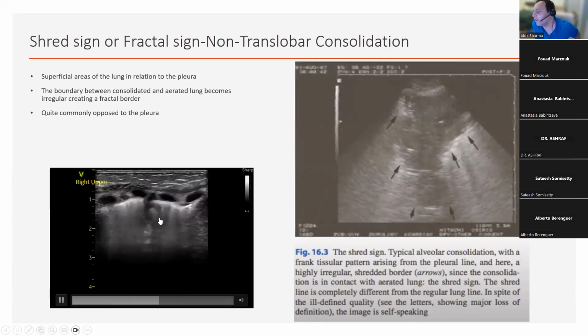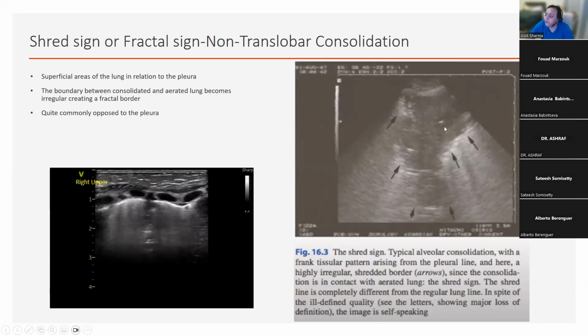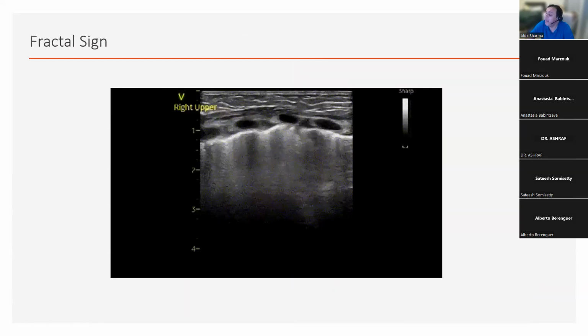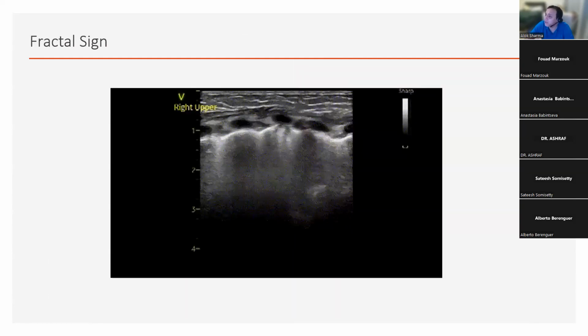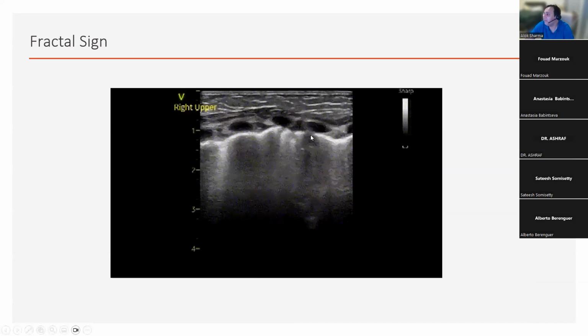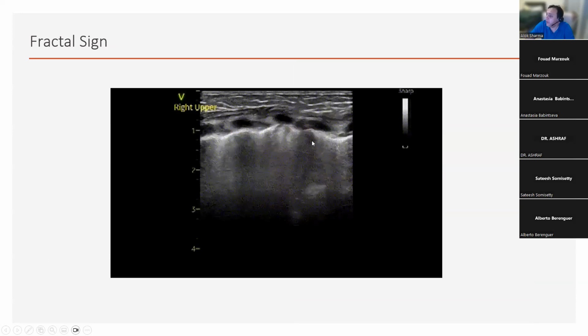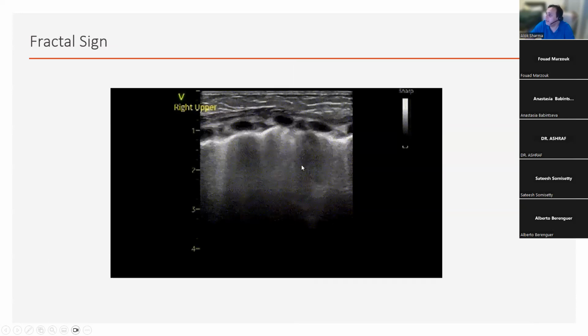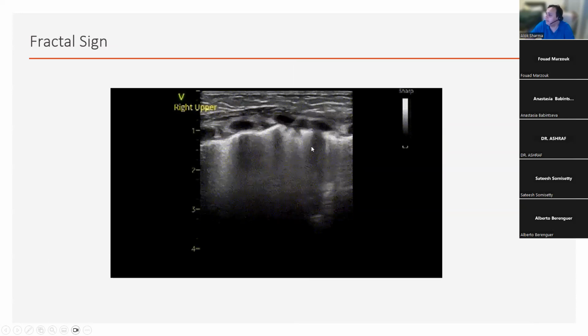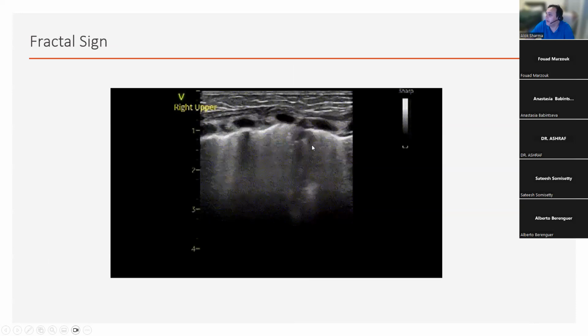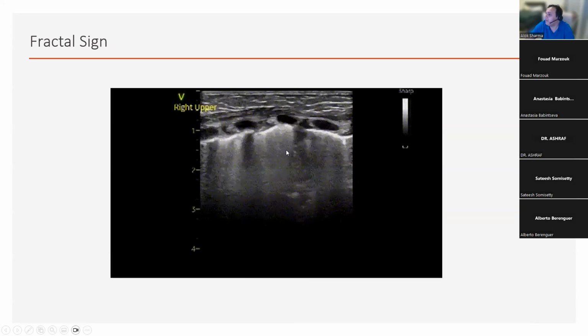And again, it is a sign of, I would say, pneumonic consolidation. It usually reflects an area of significant loss of lung tissue. And again, I would be very worried about an infective cause if that's the case. It can also be seen with meconium aspiration. And this is just another example of a fractal sign that you can see over here. It's more visible during expiration because the lung tends to retract back. So again, I've got irregular pleura with an area of consolidation over here.